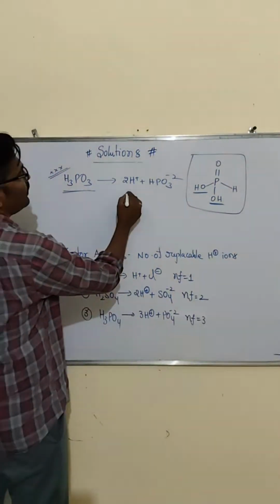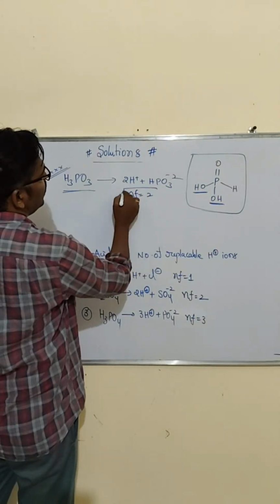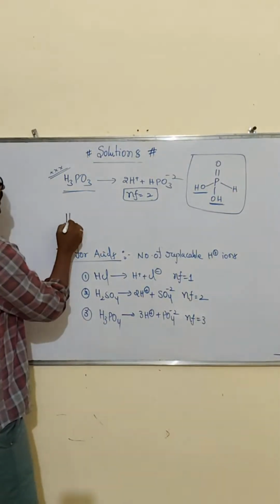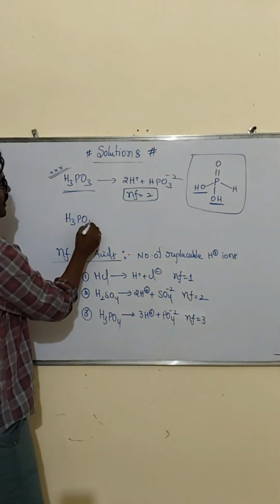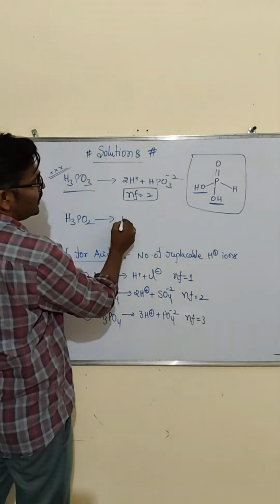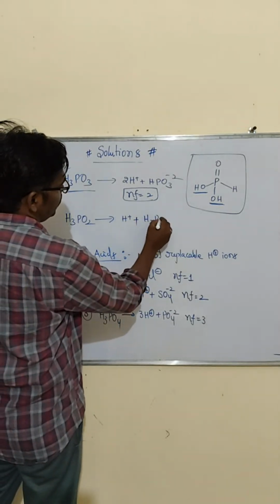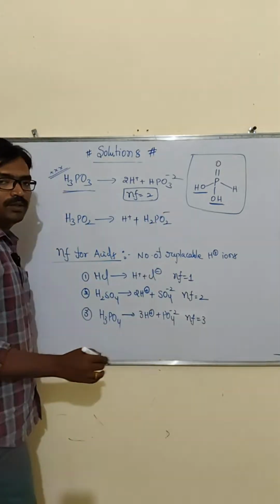So here the n factor for this is 2 only. Clear, my dear students? Next one. H3PO2 will be there. It can be dissociated into H plus plus H2PO2 minus, like this.